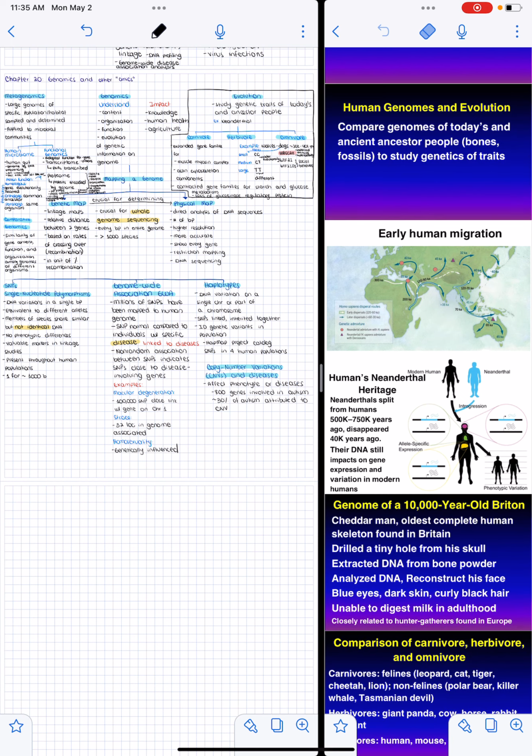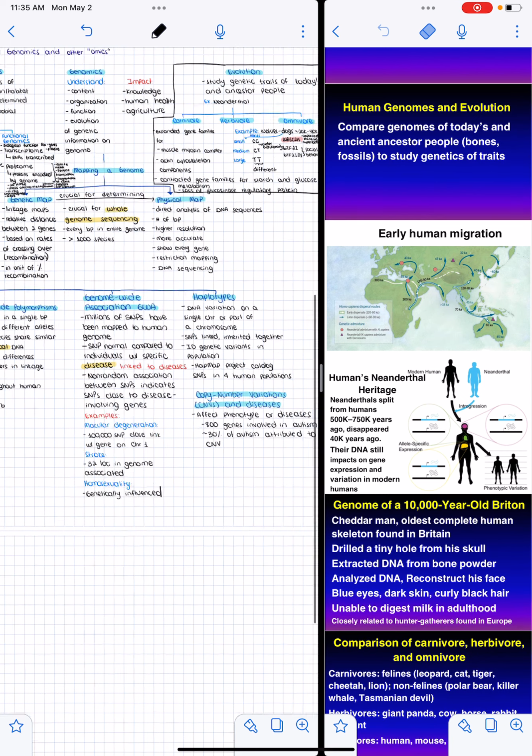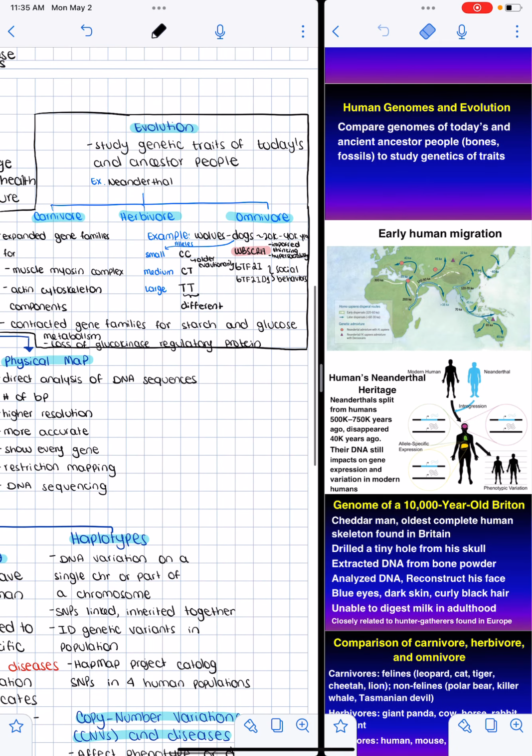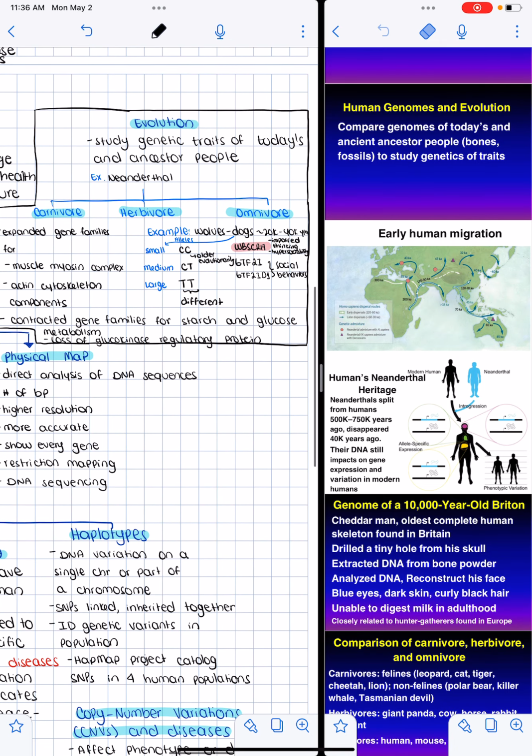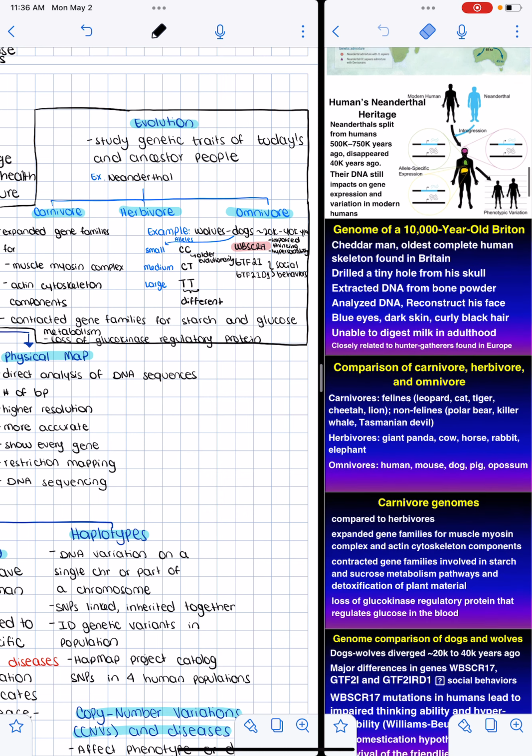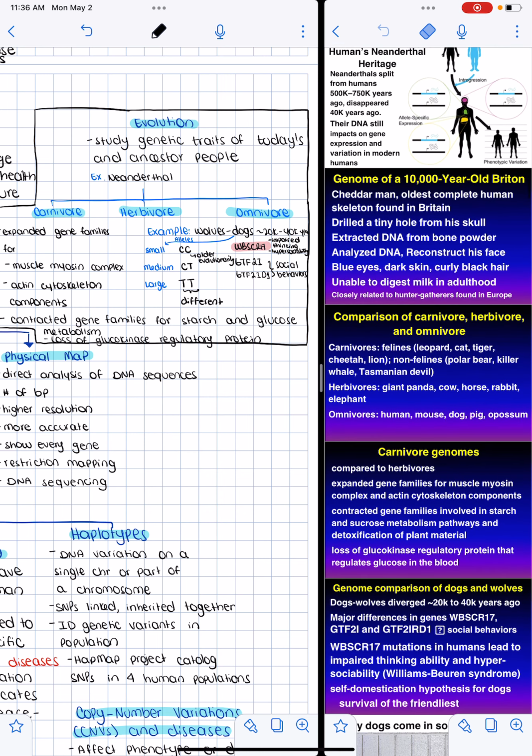Human genomes have also been important in evolution. Genome studies in evolution compare the genetic traits of today's people to the hominid ancestors. One example is the Neanderthal and the Cheddar Man, and the comparison between the DNA of these specimens and modern human DNA.